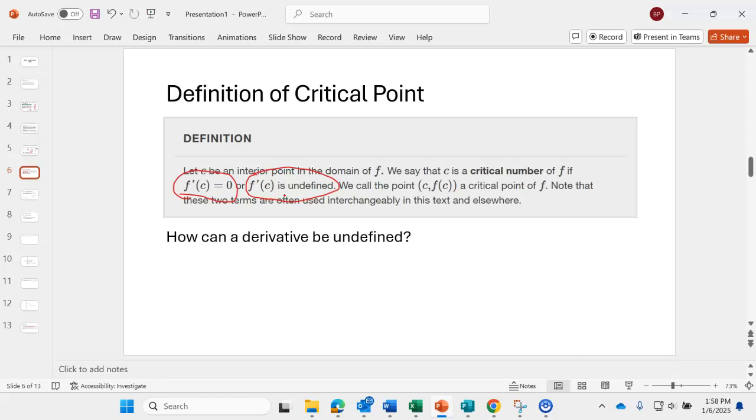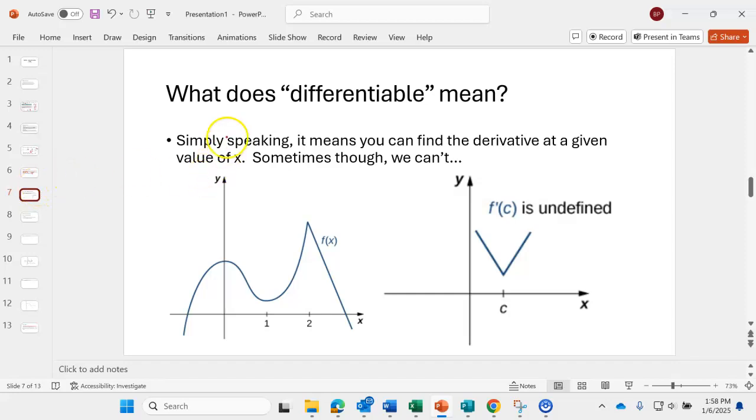Now a critical point is two numbers. Remember that a point has an x and a y. So a quick question here is, how can a derivative be undefined? How is that possible? In our case here, the word is differentiable. Differentiable means that you can find the derivative at a given spot. Sometimes you can, sometimes you can't.